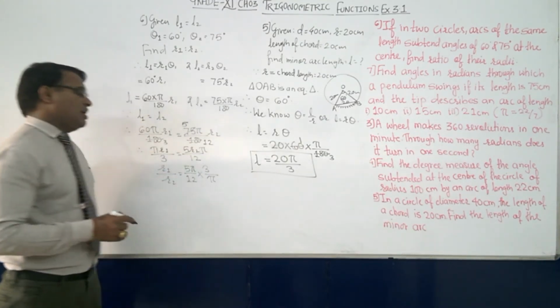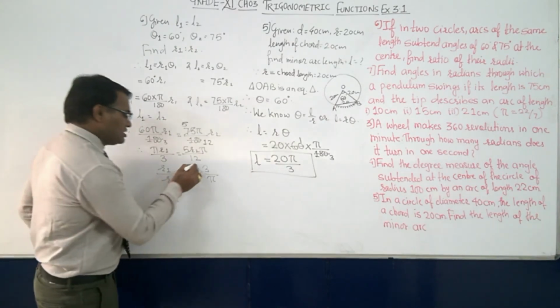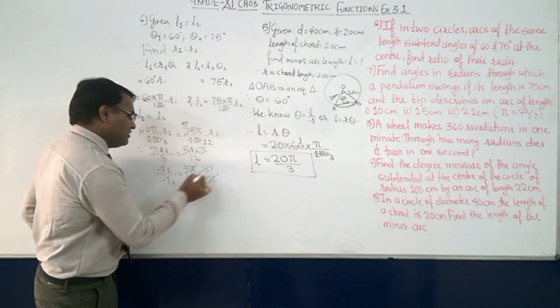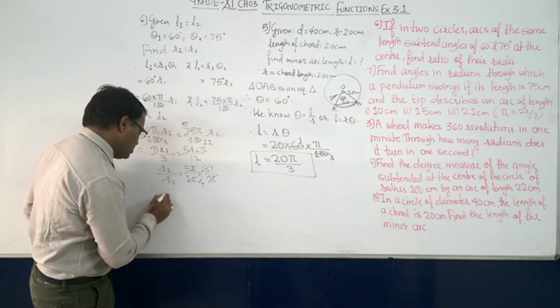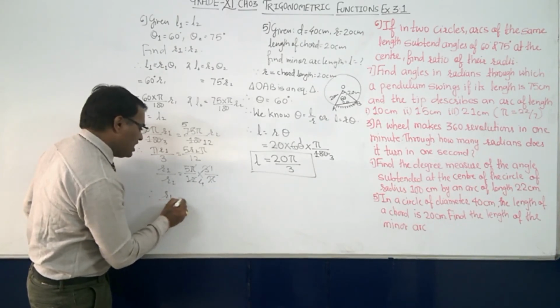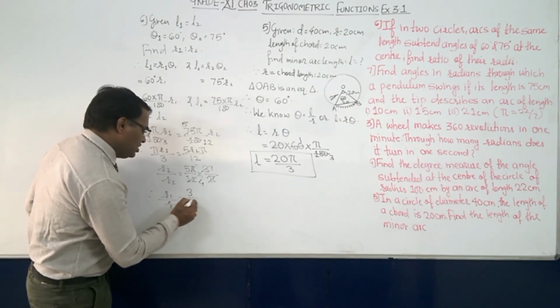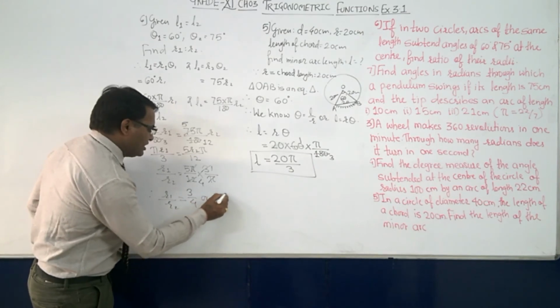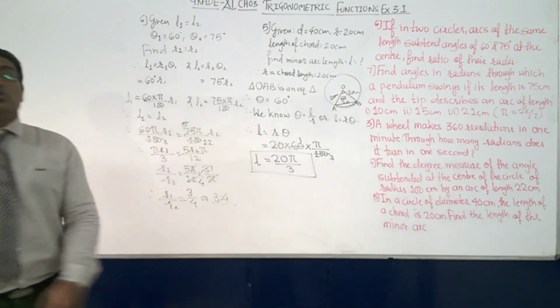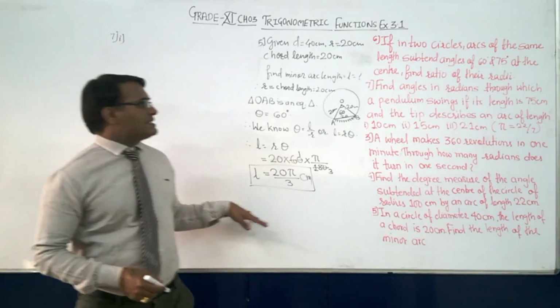So here it is 5 pi upon 12 into 3 pi. So this pi and this pi get cancelled. 3 1s are 3, 4s are. So what is the ratio of the radii? R1 upon R2 is equal to 3 by 4, or you can write it as 3 is to 4.